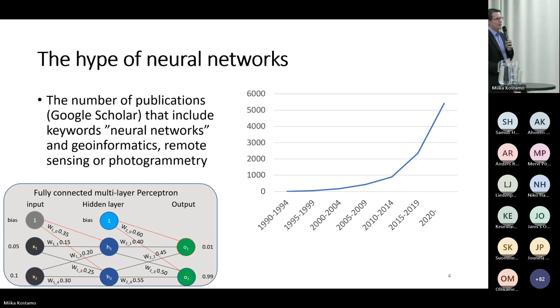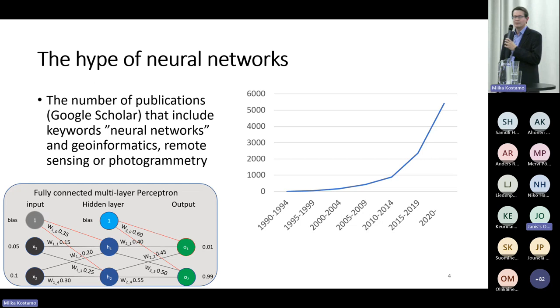We can say that we live in the middle of a hype of neural networks, especially deep learning. I just tried what happens if I check Google Scholar articles, so scientific journals, with keywords that include neural networks and geoinformatics, remote sensing, or photogrammetry. And you can see what happens. The increase of articles is exponential. All other time periods in my graph here are 5-year periods, and now for the last one, we are living in 2023, so still 2 years to come. Okay, almost only 1 year, but it will go even higher.